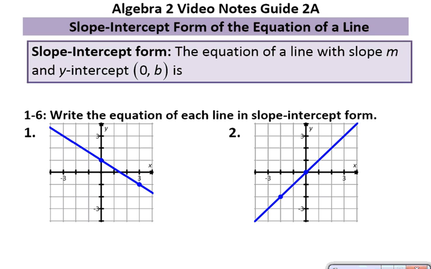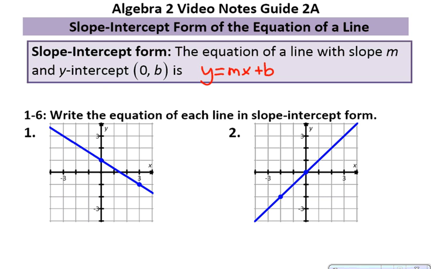The equation of a line can be expressed in several different forms. The slope-intercept form, the equation of a line with a slope m and a y-intercept of b, is y equals m times x plus b. We often use that when we're graphing a line. We plot the y-intercept and then we use the m to find our second point, which is the slope.